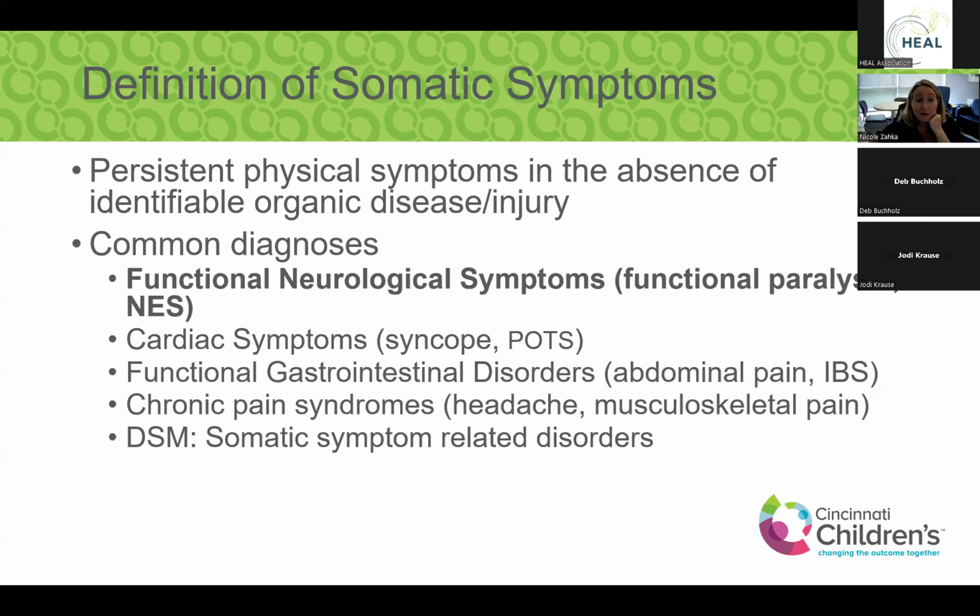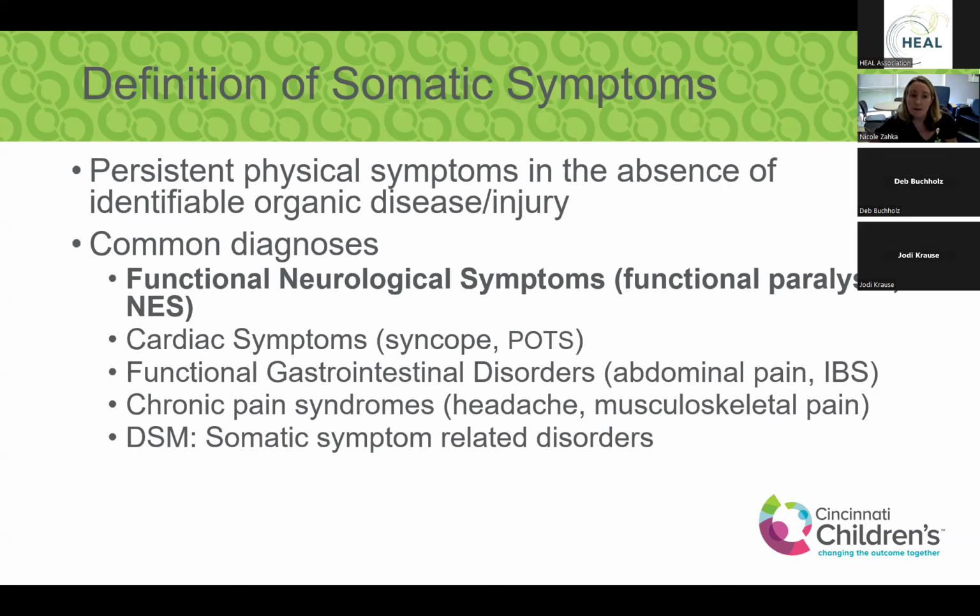But these types of symptoms also pop up as kind of cardiac presentations with dizziness, syncope, kids who have POTS and dysautonomia. In the gastrointestinal system, kids who have abdominal pain, IBS, chronic pain syndromes like headache, migraine, musculoskeletal pain, and then also through mental health diagnoses with the somatic symptom and related disorders. So if you have familiarity with maybe kids who have belly pain, you also by default have some familiarity already with functional neurological symptoms. And we'll talk about some of those shared systems.